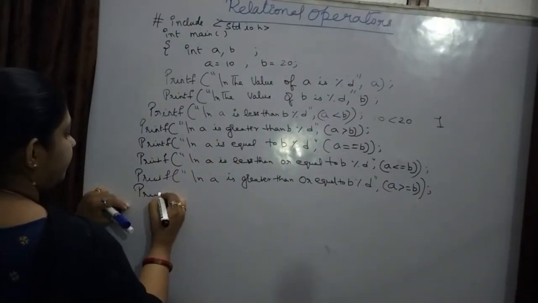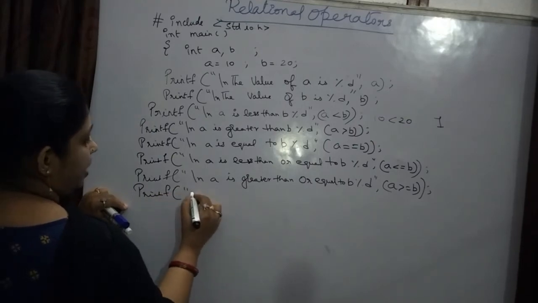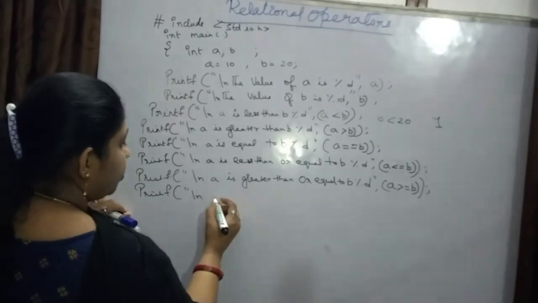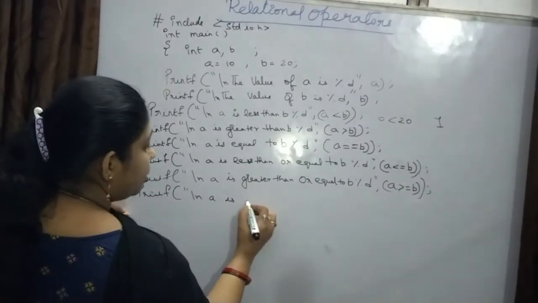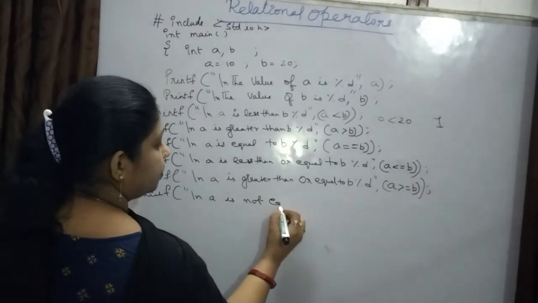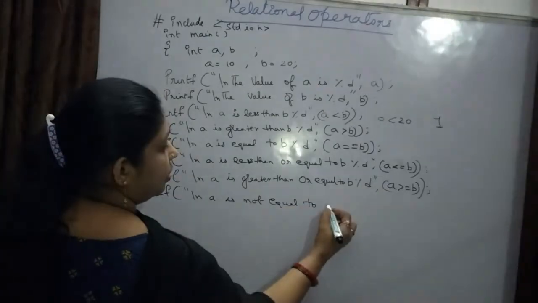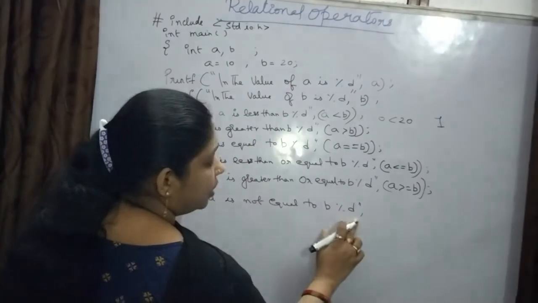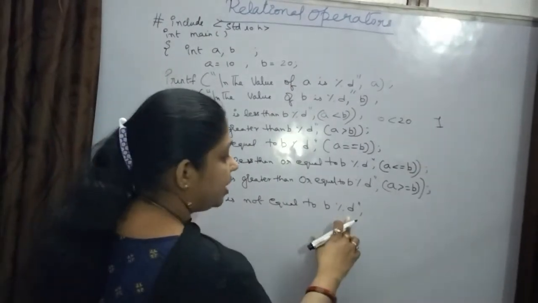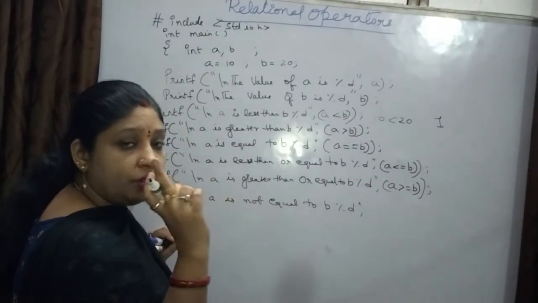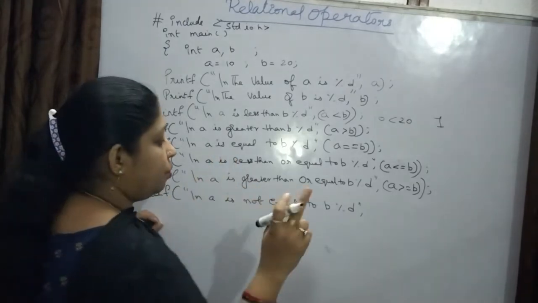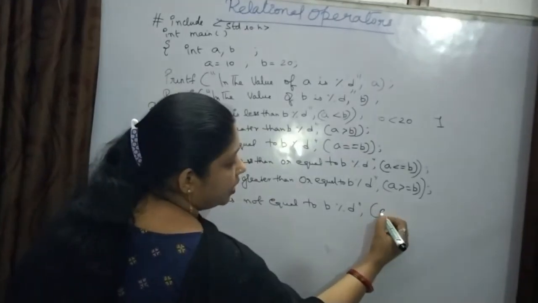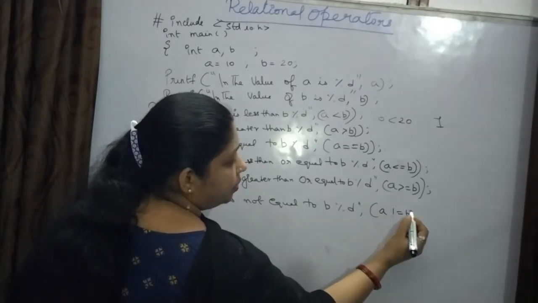Now printf, again, what you are going to write: less than or equal to, greater than or equal to. One more is a is not equal to b, the last one. Percentile d. Here, why am I writing percentile d? It has to give the numerical value 1 or 0. Okay. And now I am closing here by writing a is not equal to b.